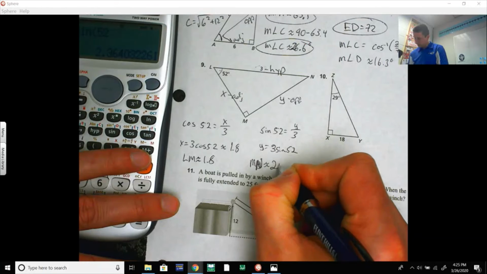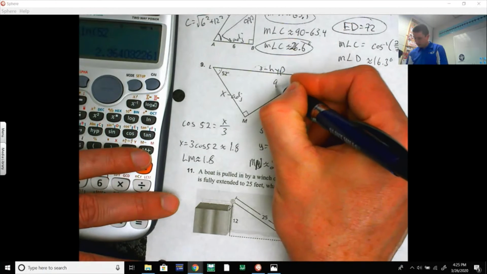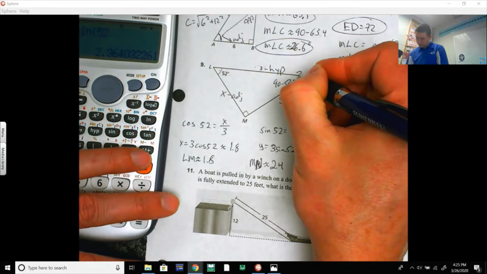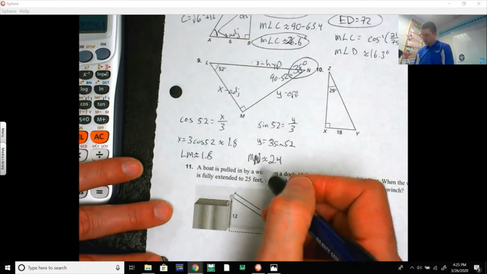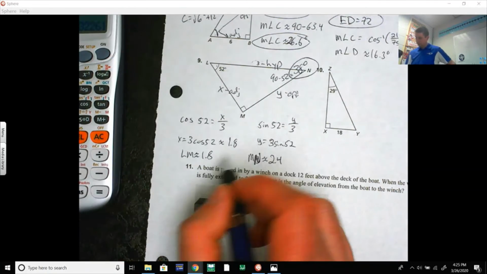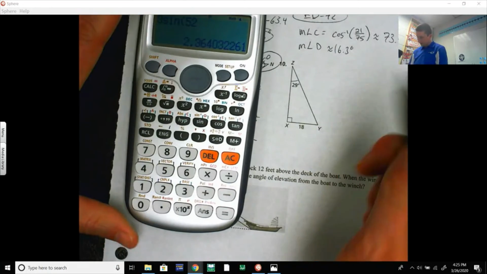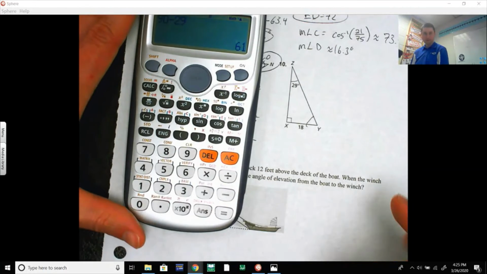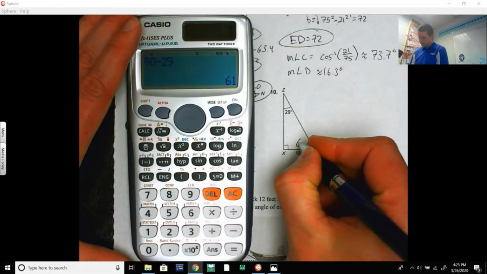MN is about 2.4. Angle N would be 90 minus 52, so that would be 38 degrees. The measure of angle N is 38. MN I got to be 2.4 and then 1.8. Okay, 29, that means this is 90 minus 29. Let's get this straight for you. There you go. That's 61 degrees.